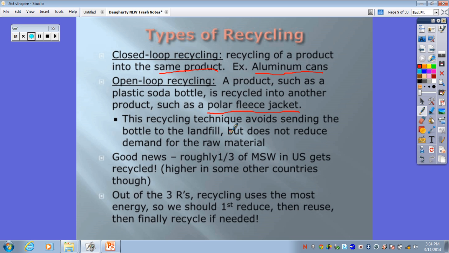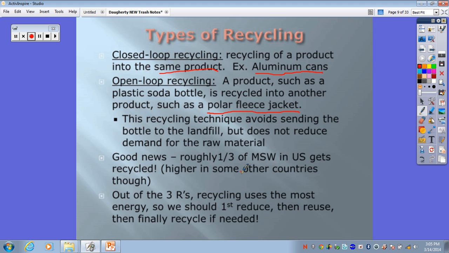It says this recycling technique avoids sending the bottle to the landfill, but it does not reduce the demand for the raw material. Some facts about recycling. It says roughly 1/3 of municipal solid waste in the U.S. does get recycled. It's actually higher in some other countries, though. So we've definitely got some growing to do with recycling, but we have seen a lot of positive steps with that. Again, we just got these huge recycling bins in our county, and we do that no sort, so it's made recycling a lot easier for people to do.